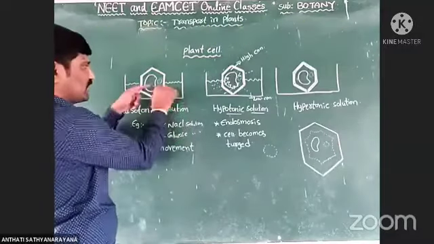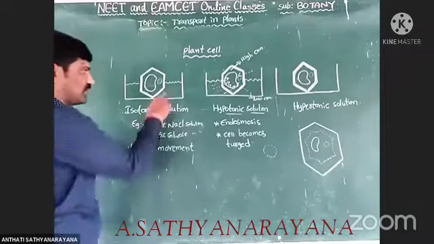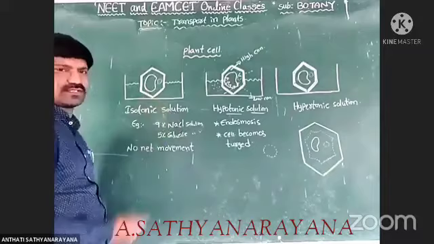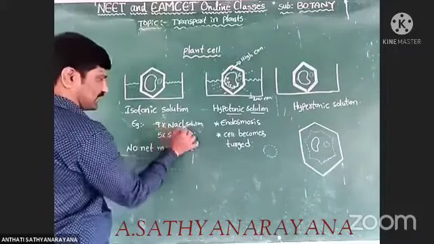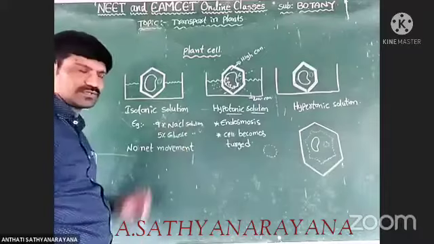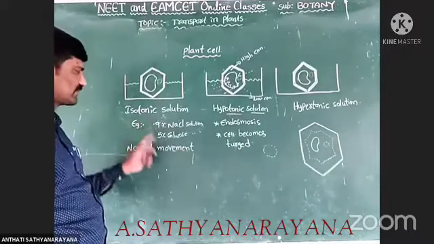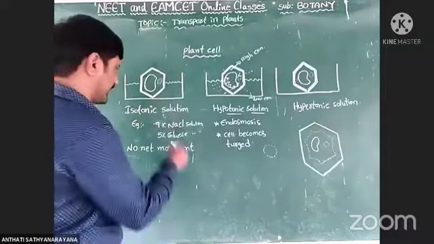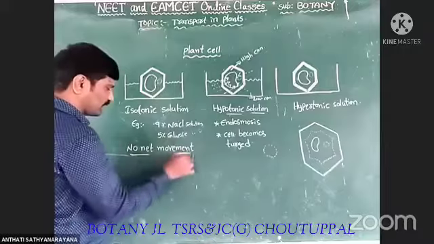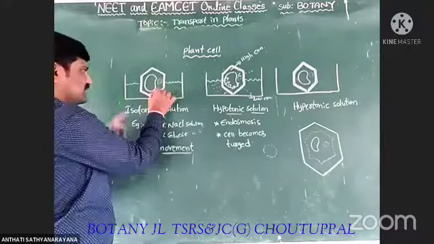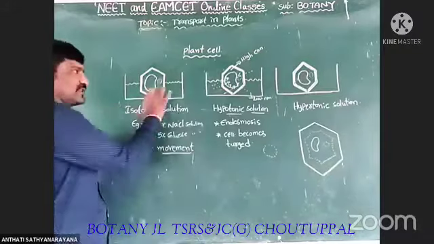Isotonic solution means two regions having the same osmotic concentration. That solution is known as an isotonic solution. The best examples of isotonic solution are 0.9% NaCl and 5% glucose solution. These are very important. These two solutions are the best examples for isotonic solution. When a plant cell is kept in isotonic solution, there is no net movement because in the two regions equal concentration takes place.